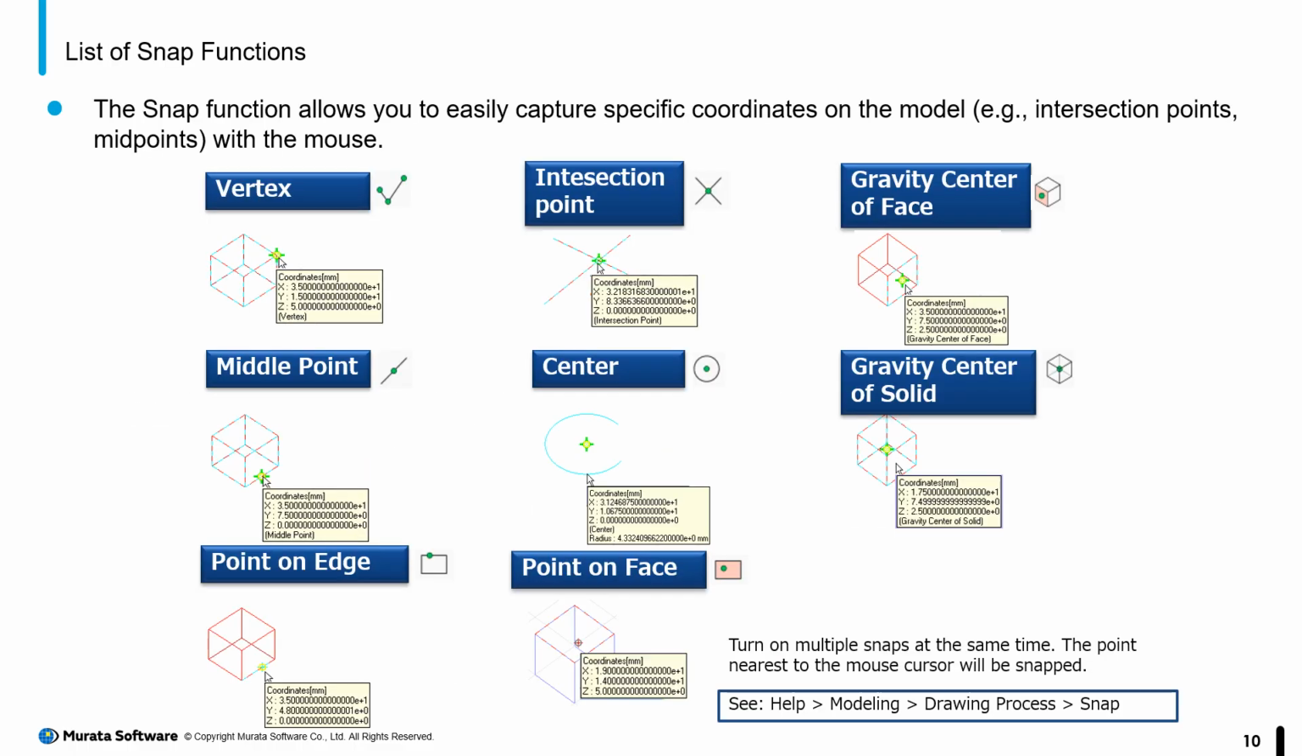This slide presents a list of the 8 snap functions included in Femtet's modeler. You can individually enable or disable each snap function based on the specific features of the coordinates you want to capture. This significantly simplifies the coordinate input for primitives and modifying commands, so please make sure to take advantage of these features.